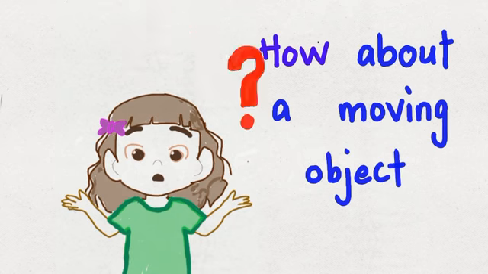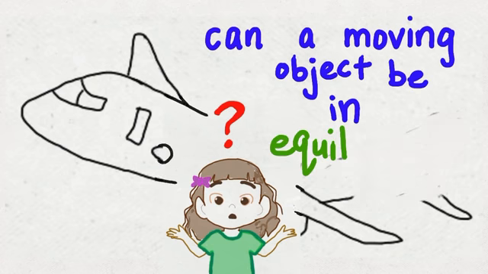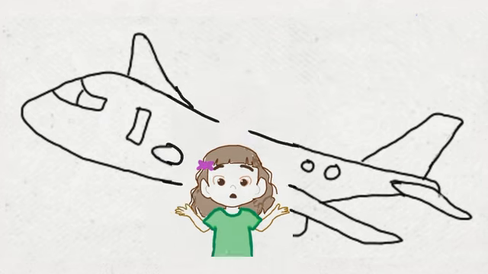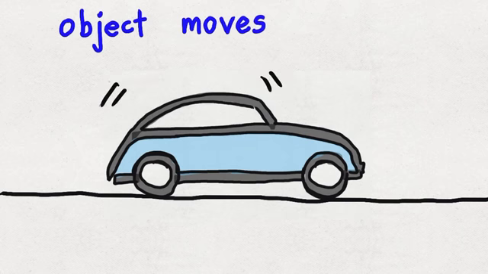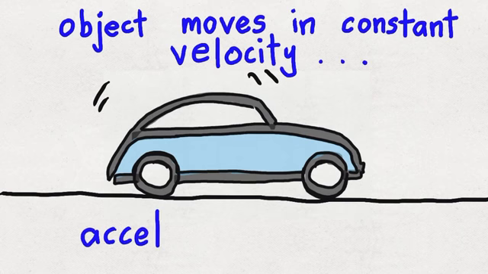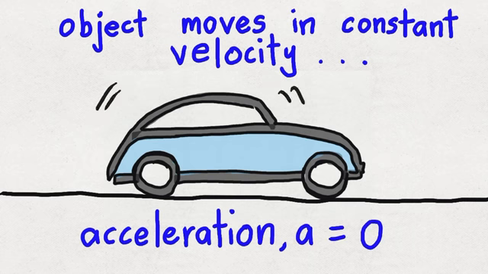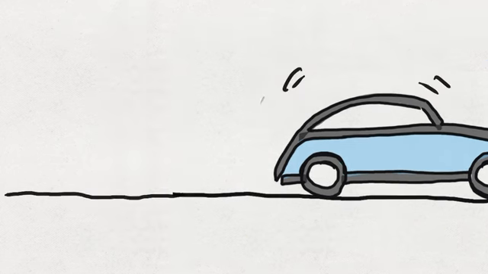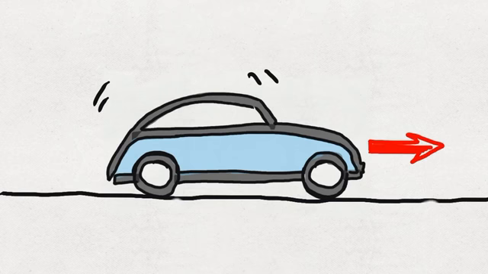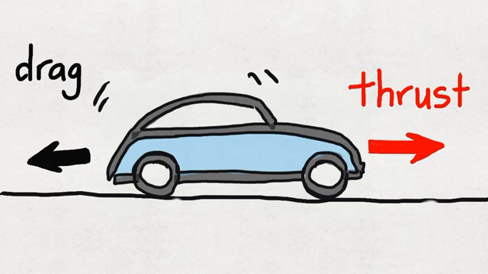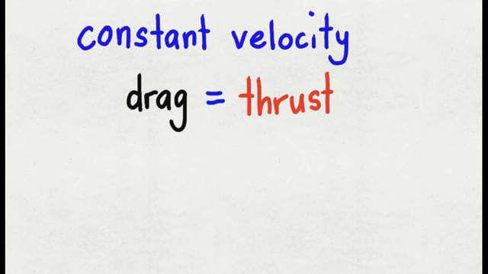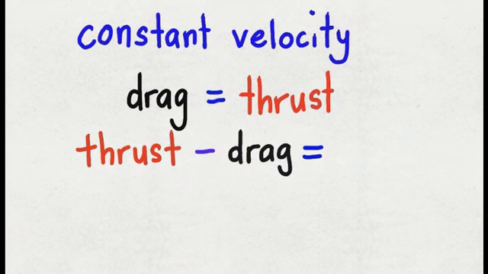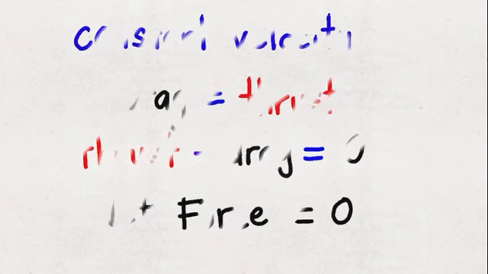How about a moving object? Can a moving object be in an equilibrium state? For an object which moves at constant velocity, acceleration equals 0, thus the object is in equilibrium. Thrust equals drag. When an object moves at a constant velocity, the drag equals thrust. Thus, thrust minus drag equals 0. Thus, net force equals 0.